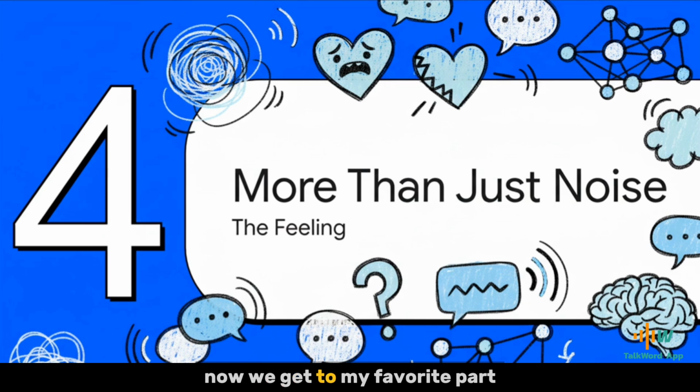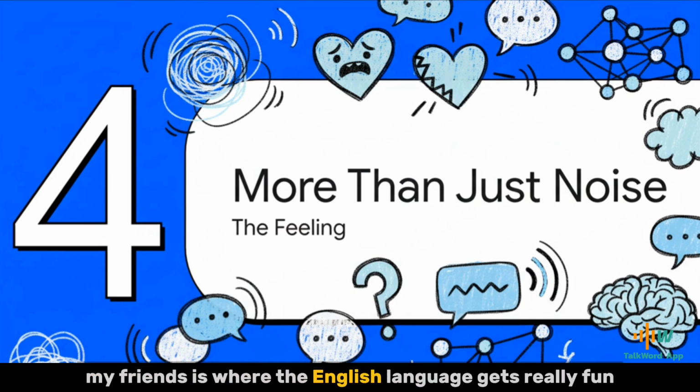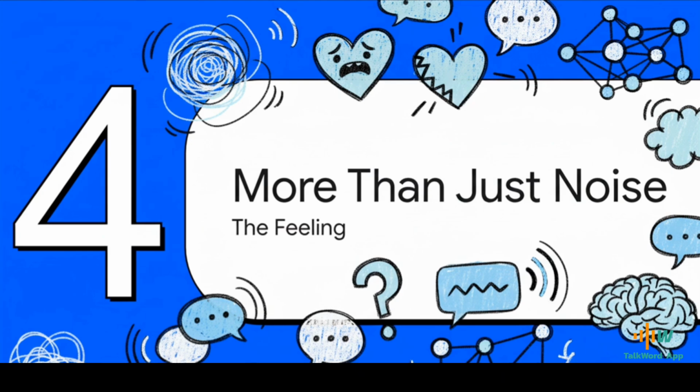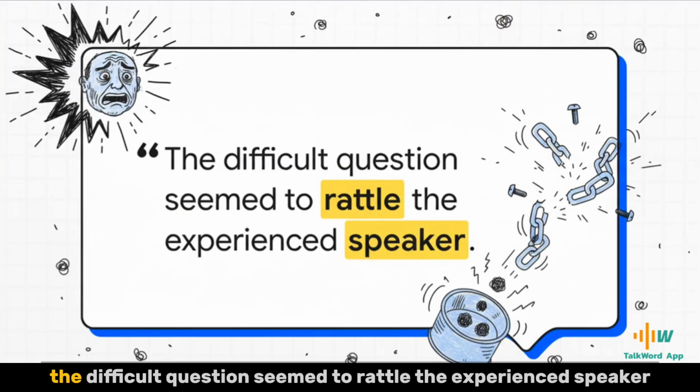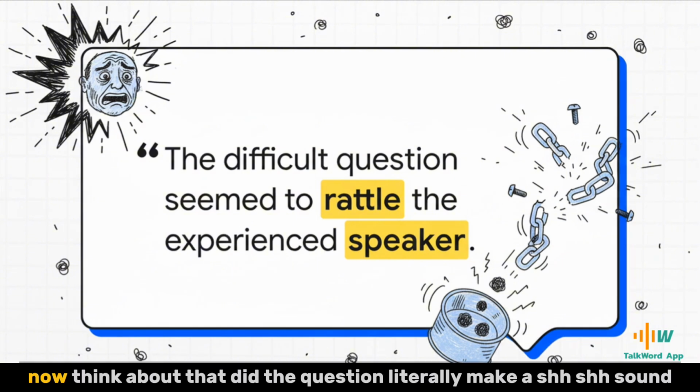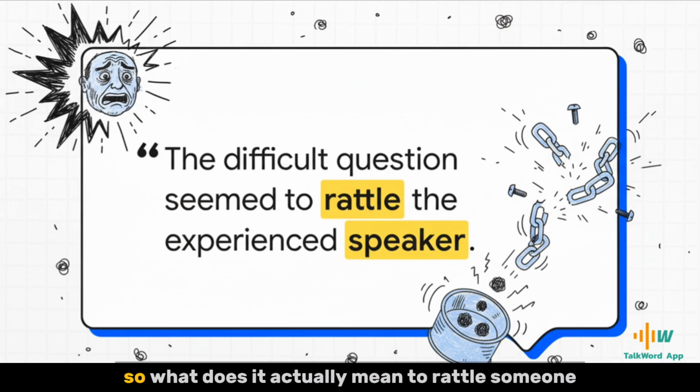Okay, now we get to my favorite part. We've talked about the sound, the action, and the thing, but how can a sound also describe a feeling, a human emotion? This, my friends, is where the English language gets really fun. Let's just look at an example. The difficult question seemed to rattle the experienced speaker. Now think about that. Did the question literally make a sh sound? No, of course not. So, what does it actually mean to rattle someone?